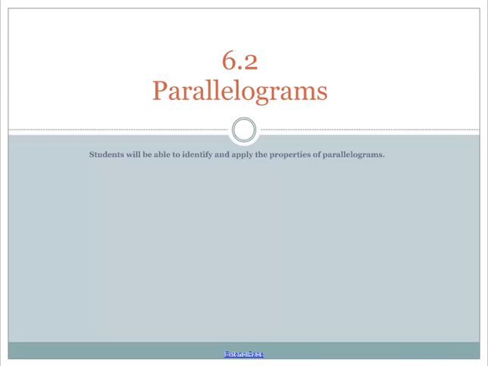So section 6.2 talks about parallelograms, and parallelograms are kind of like the top tier of a polygon family tree. Underneath parallelograms, there's also rectangles, rhombus, and square. We're going to look at all of those, but for right now, we're going to start with just parallelograms and properties that apply to all of those, but they're the only ones that apply to every single parallelogram.